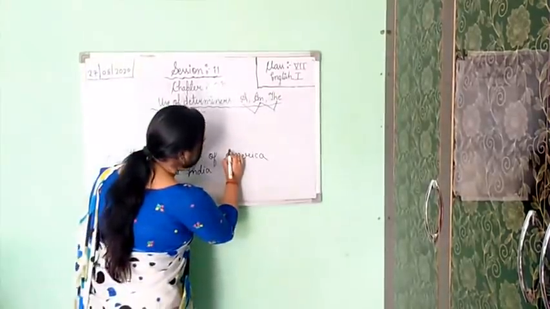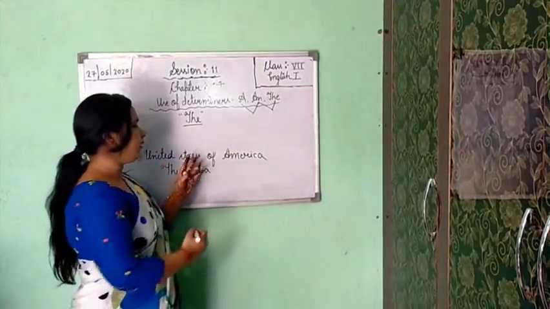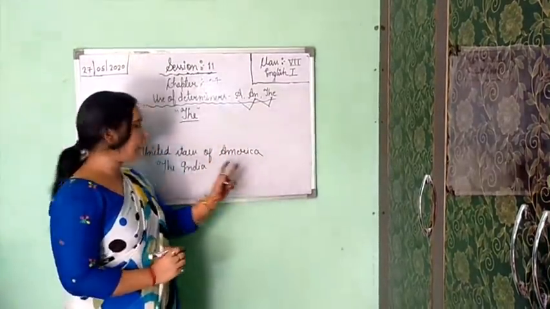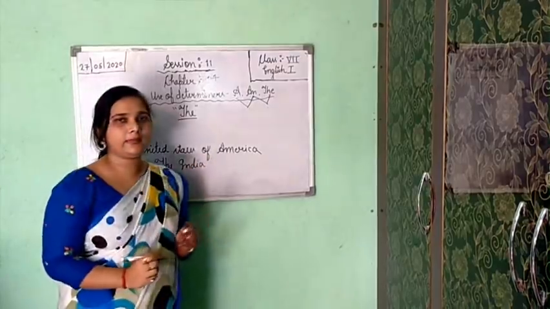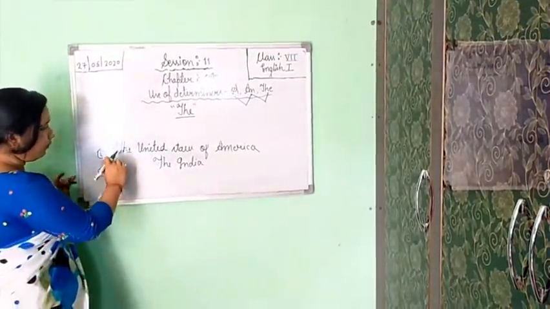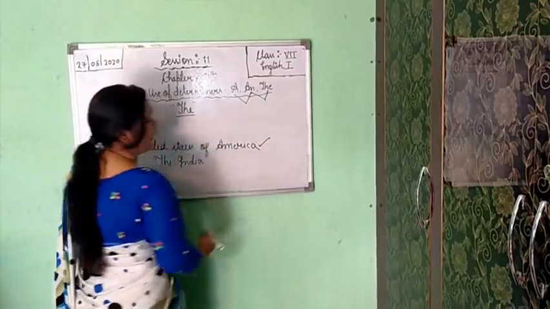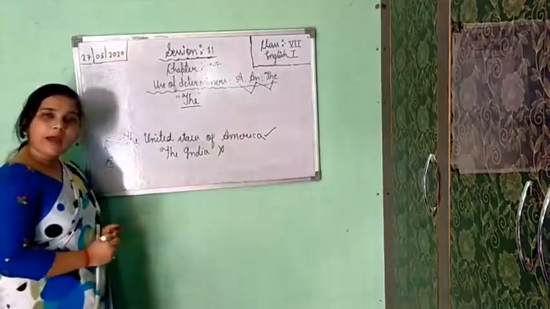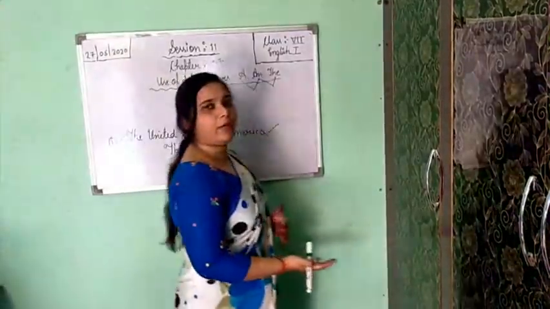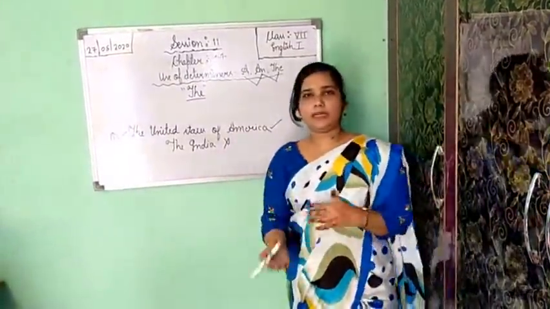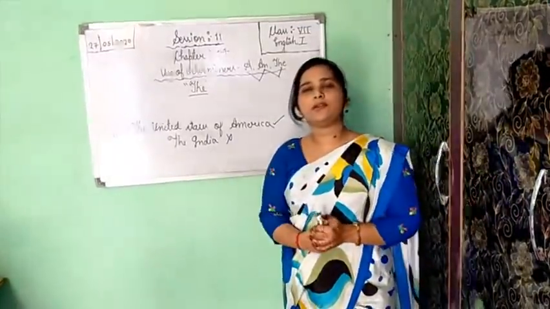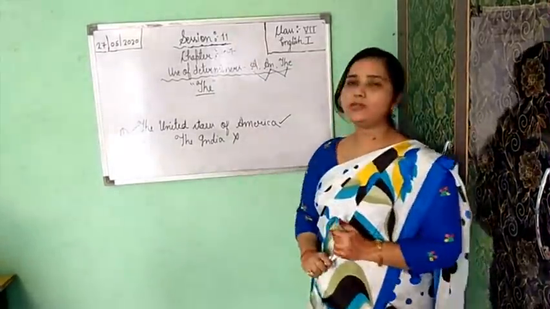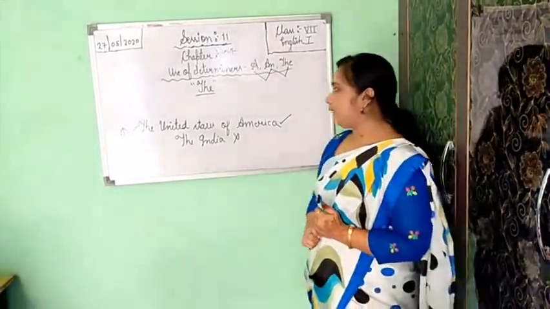Now see, my question was whether the first one is correct, "the United States of America", or the second one, "the India". So see, "the United States of America" is correct, but if you are writing "the India", then it is wrong. Why so? For a country, for America we are using "the", but for India, India is also a country, America is also a country, but for America we are using "the", and for India we are not using "the". Why so? Now listen carefully.